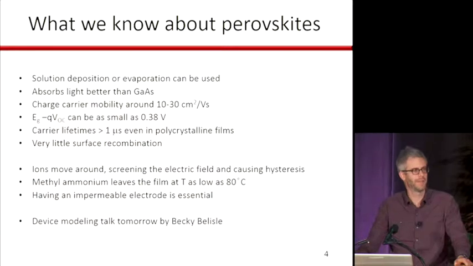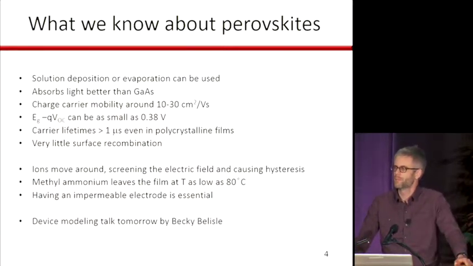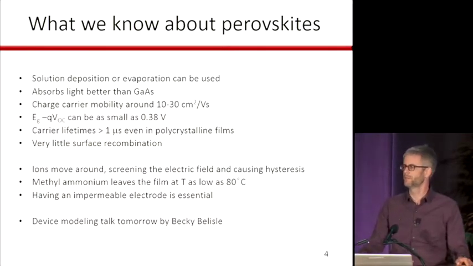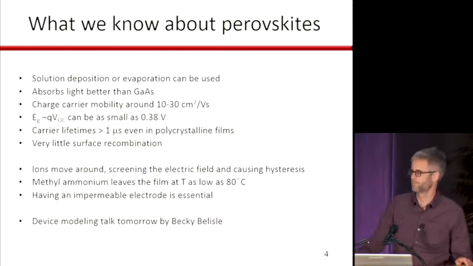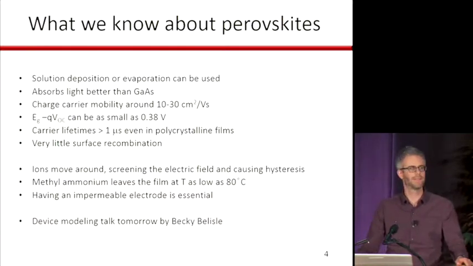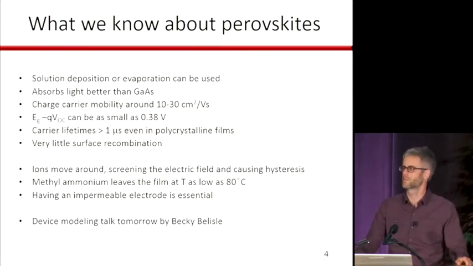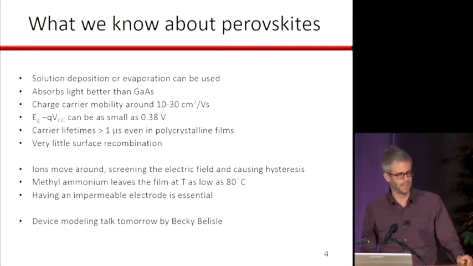We now know that if you heat these films at, say, 80 degrees, even in a dry atmosphere, and wait overnight, you will no longer have methyl ammonium lead iodide. You'll just have lead iodide because the methyl ammonium will leave the film. But we've also learned that if we cap the film and the methyl ammonium has nowhere to go, then it will stay in, and then the material is very stable at that temperature. So sealing these devices will be critically important.